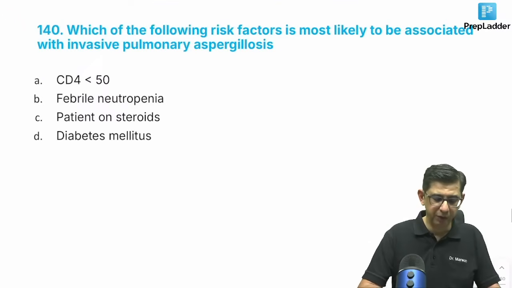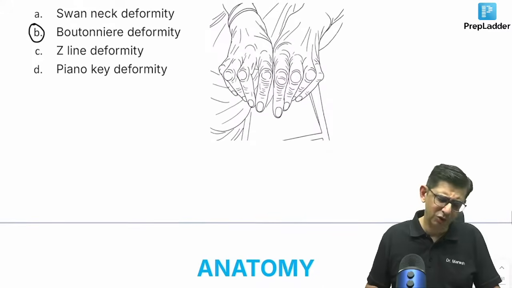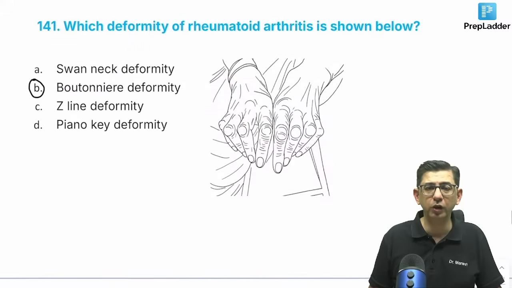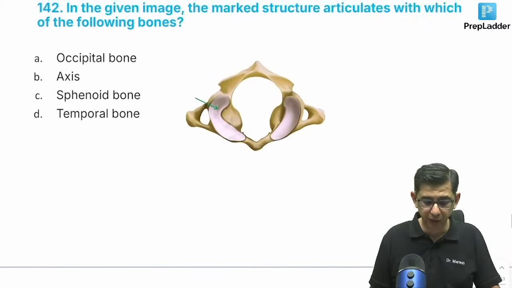Then invasive pulmonary aspergillosis would have febrile neutropenia as the most accurate association. This question could have been on orthopedics as well, Boutonniere deformity for rheumatoid arthritis. So we are at the 141 mark at the moment.